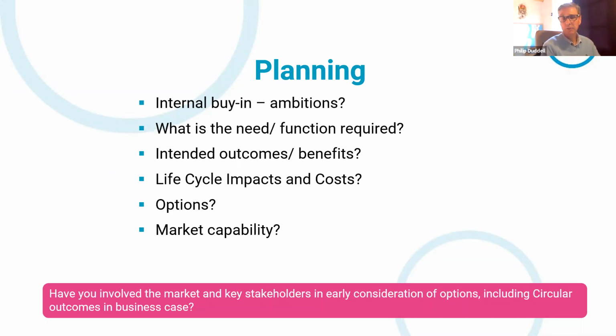Does that need or function mean that you have to buy things in the same old way, the traditional way? You buy a commodity, or are there alternatives that we should perhaps be considering, which is one of the approaches to circularity in procurement. Is it clear what the intended outcomes are? What are the intended benefits? What are we aiming for?